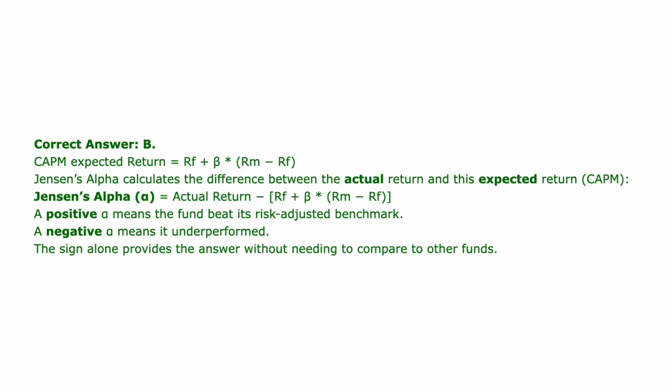Jensen's alpha provides an absolute measure. Alpha equals actual return minus CAPM required return. Positive alpha equals beat benchmark, negative alpha equals underperformed. The sign alone is interpretable without comparison.